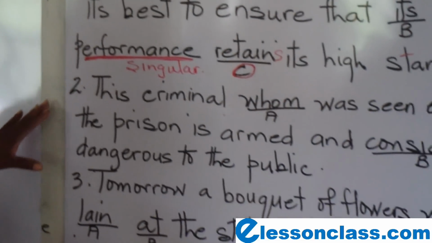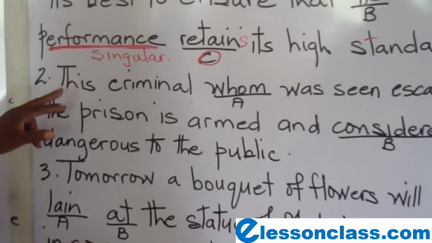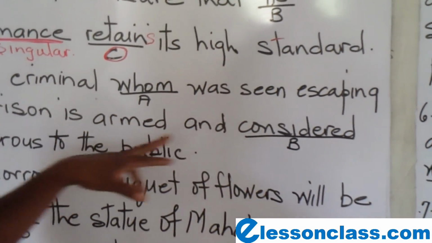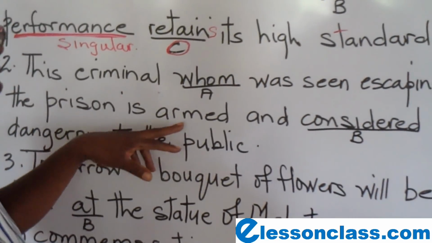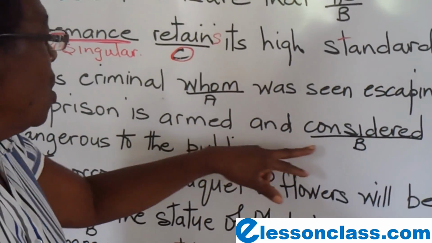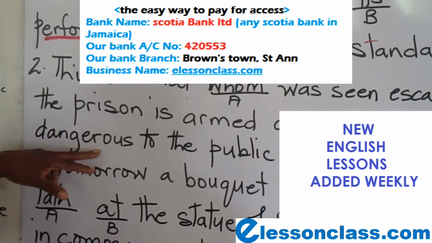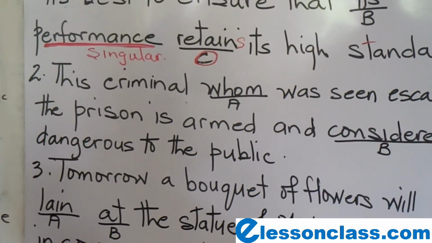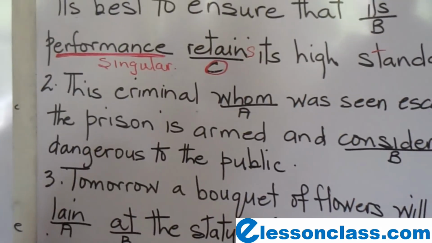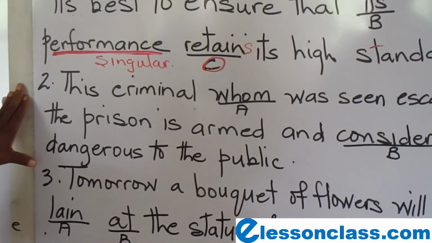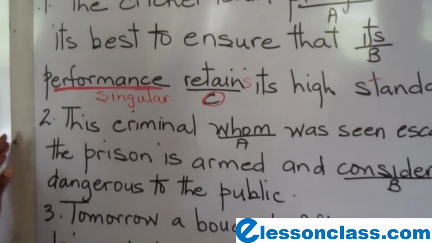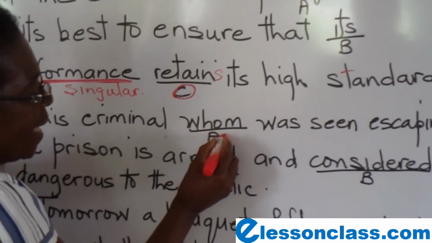All right, let us look at sentence number 2. This criminal, whom was seen escaping the prison, is armed and considered dangerous to the public. Now, as far as I see, the error is clearly at A. Why?